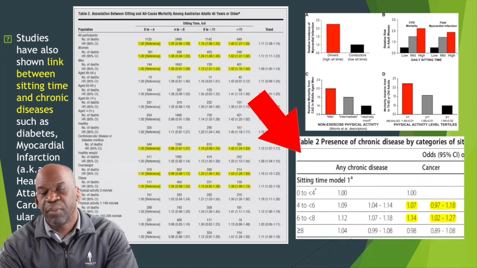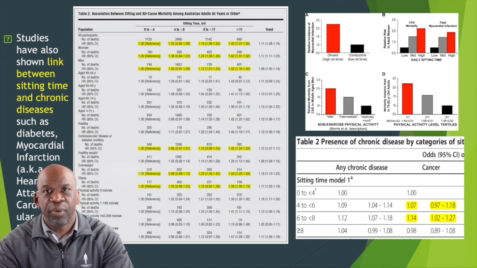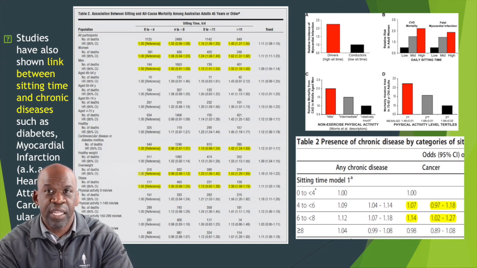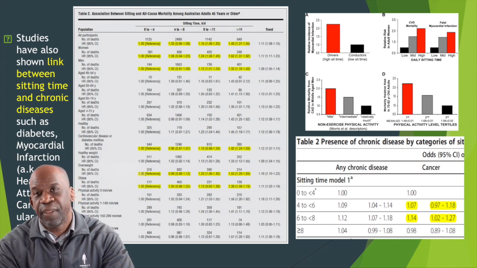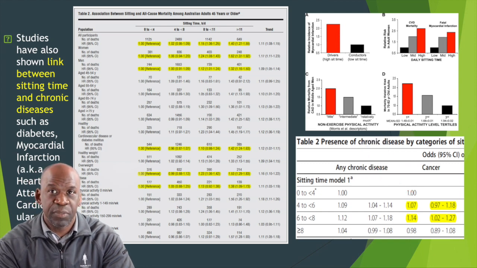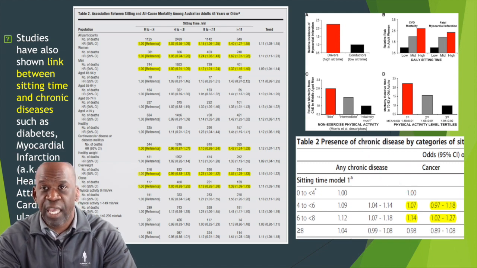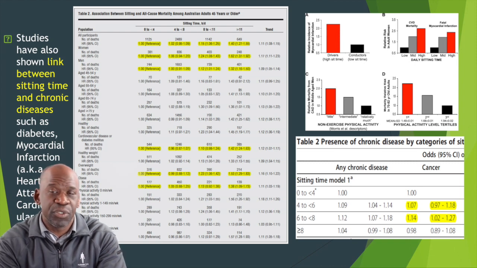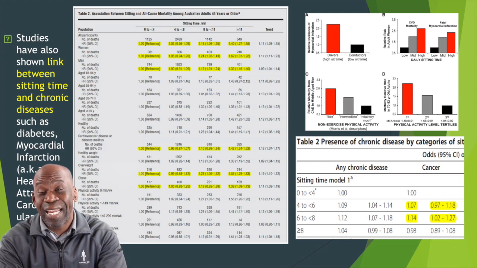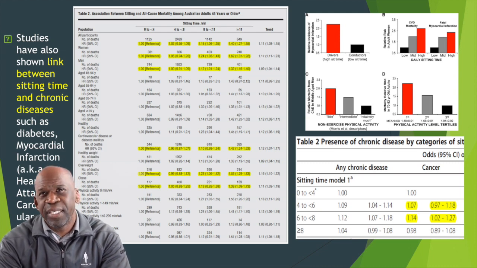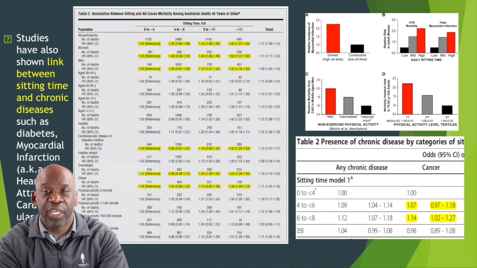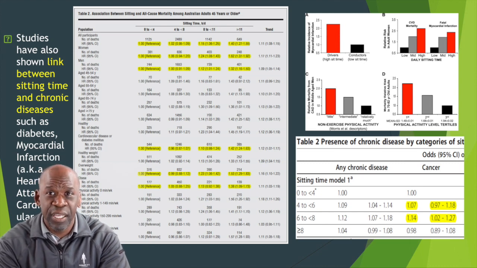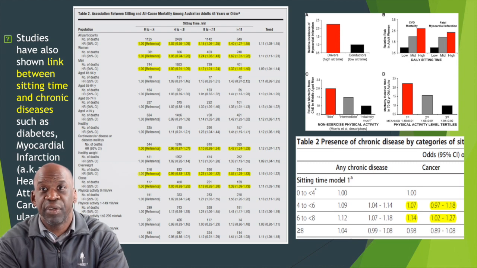If we look down to the table in the bottom right-hand corner, we have a table that again contrasts sitting time with the incidence of chronic diseases, but in this case, diseases such as cancer. And again, if we look at the relative incidence of this disease, we can see that as sitting time increases on the left-hand side from 0 to 4 hours all the way to greater than 8 hours, on the bottom, we can see that the incidence of cancer increases. So the more you sit, the more likely you are to have this disease.